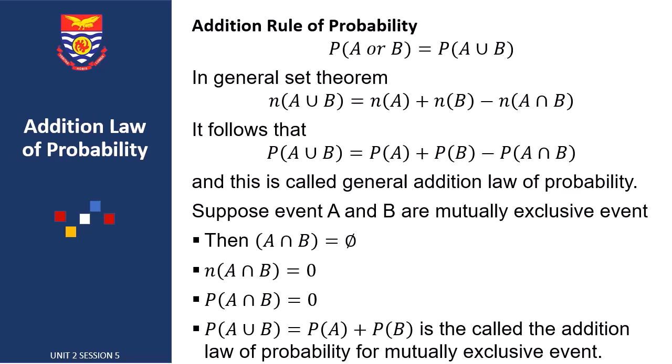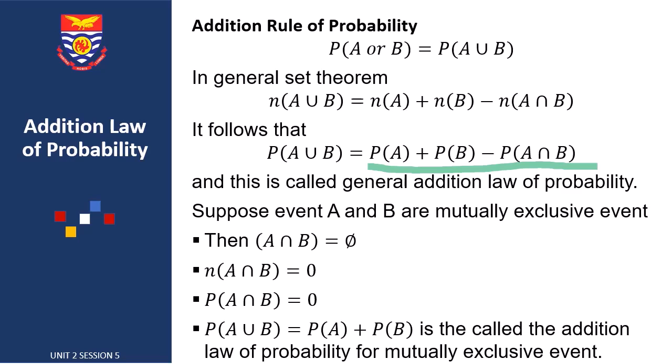Now, coming back to the general set theorem: the number of A union B is equal to the number of A plus the number of B minus the number of A intersection B. So it follows that the probability of A union B should also be equal to the probability of A plus the probability of B minus the probability of A intersection B. And this is what we call the general addition law of probability.